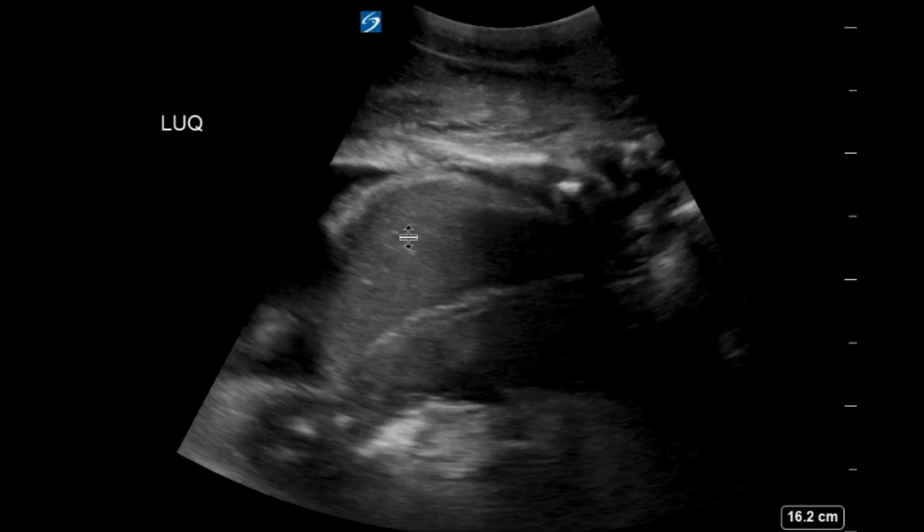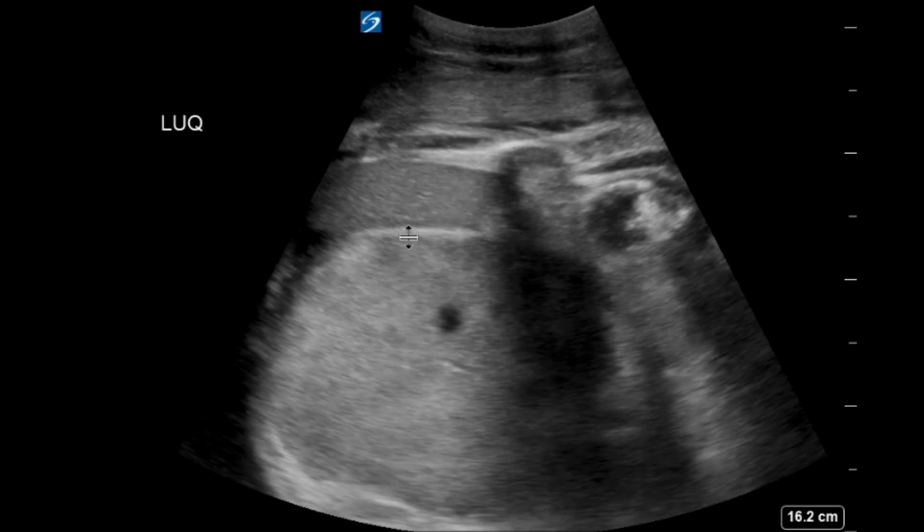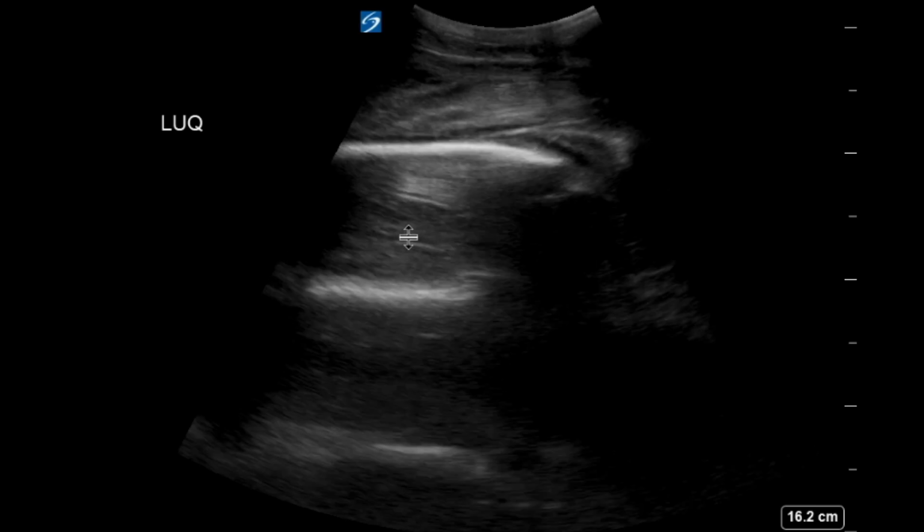The teaching point for this case is just when you're doing any type of ultrasound exam, be on the lookout for any incidental findings, because they will definitely change the patient's management. Okay.